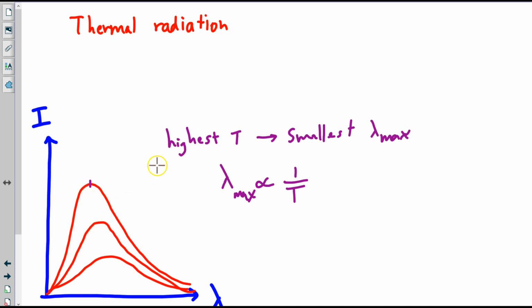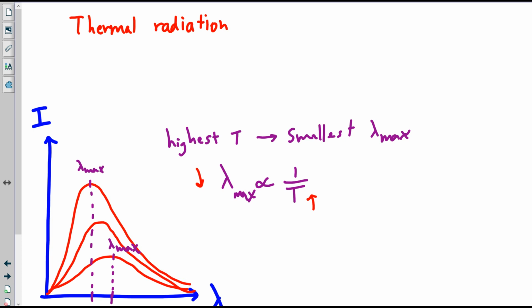What is the wavelength emitted most intensely? We see that value on the x-axis. A smaller peak wavelength means higher temperature. They're inversely proportional. So this graph here that I've just highlighted in green has the highest temperature.